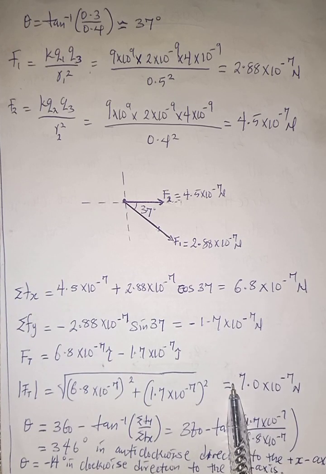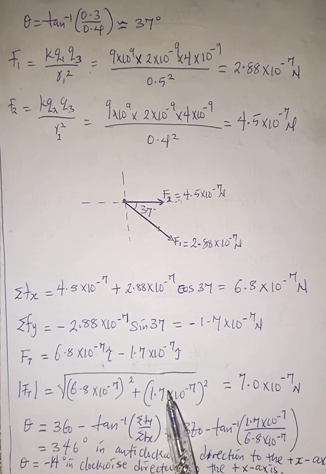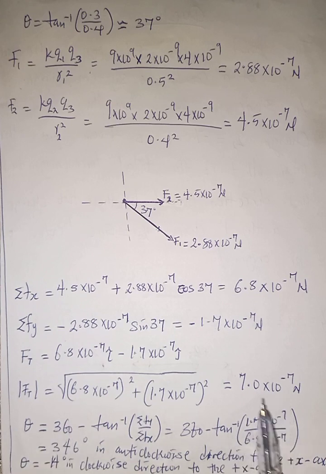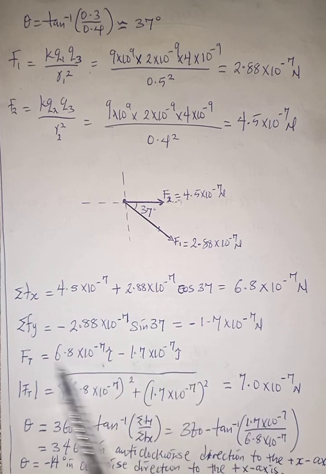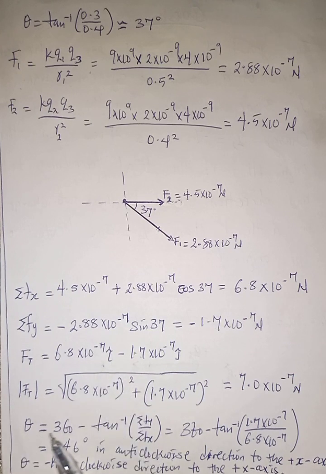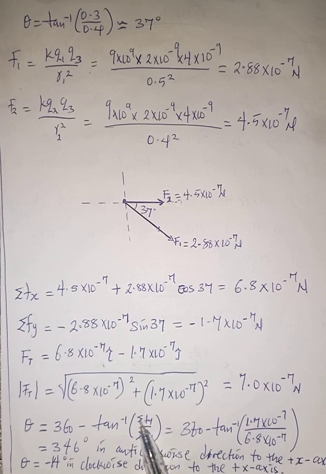Now let's check for the direction to the positive x-axis. The direction will be either anti-clockwise or clockwise to the positive x-axis. For anti-clockwise, if y is negative and x is positive, to get the direction, just take 360 minus tan inverse of sigma F of y, the y component, divided by sigma F of x, the x component.